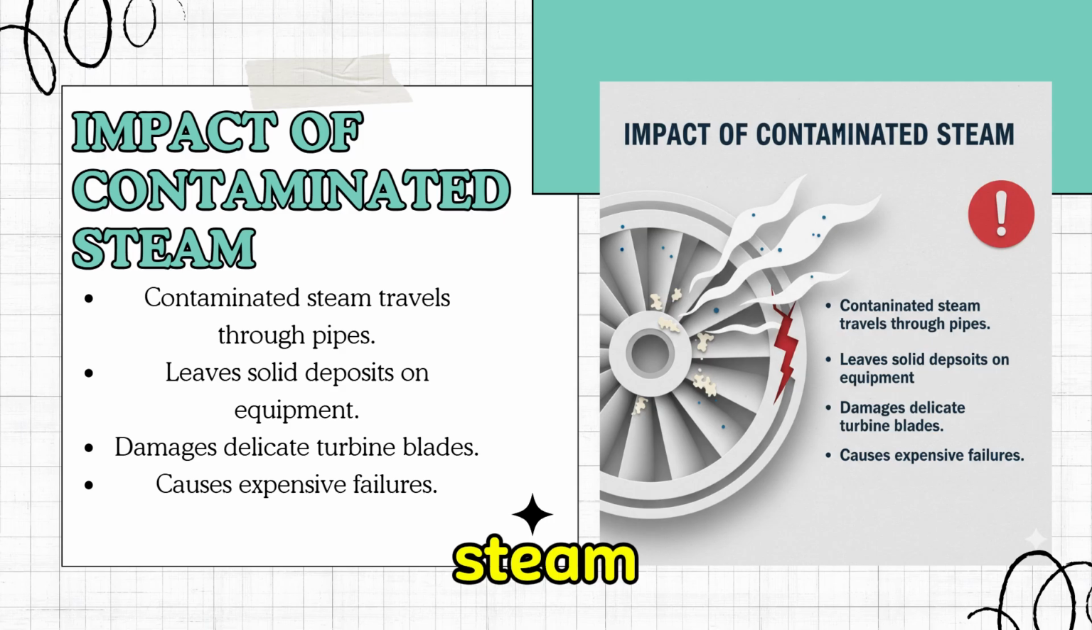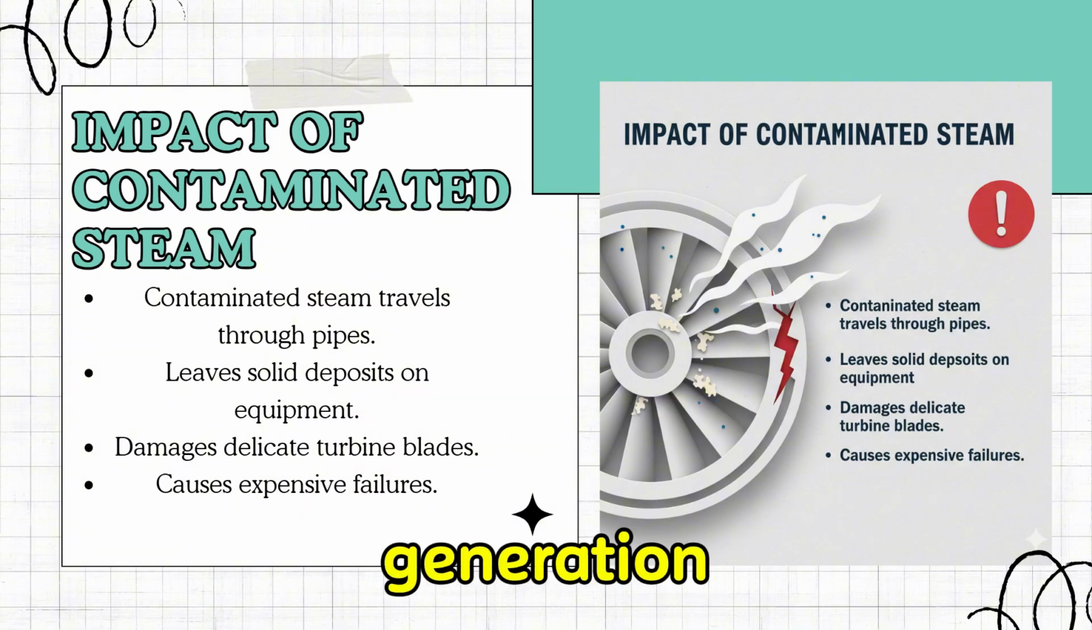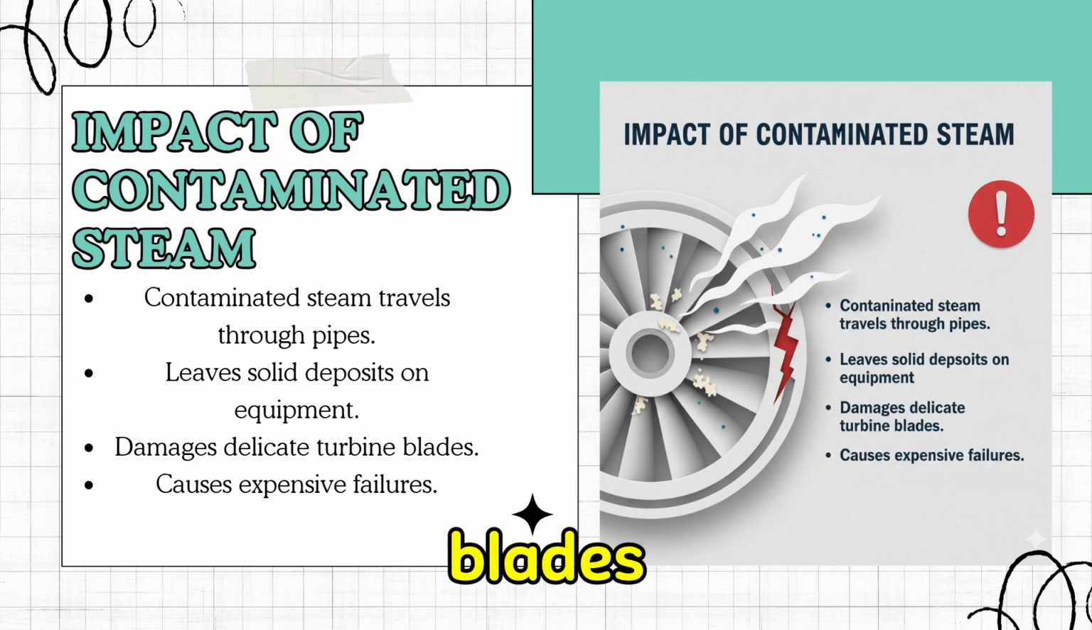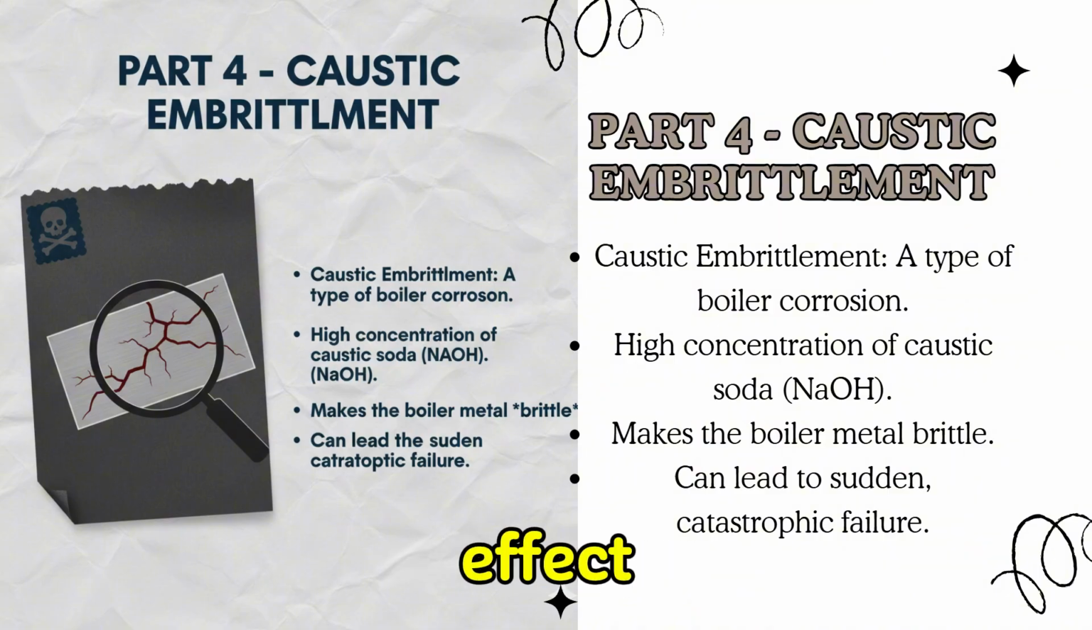This contaminated steam then travels through the pipes. When it cools, the dissolved salts in those water droplets are left behind as hard deposits on pipes and even on turbine blades, causing damage. This is a huge problem in steam turbines used for power generation. The steam must be as pure and dry as possible. If it carries mineral deposits from priming, it can erode or unbalance the delicate turbine blades, leading to very expensive repairs and dangerous failures.